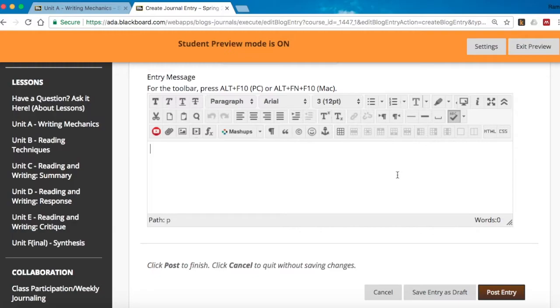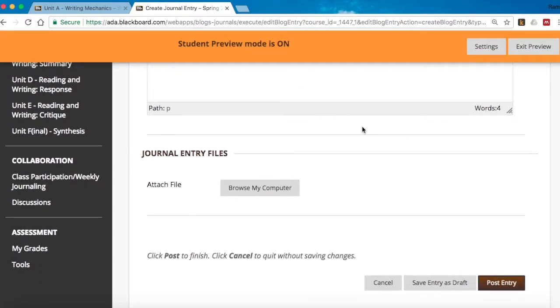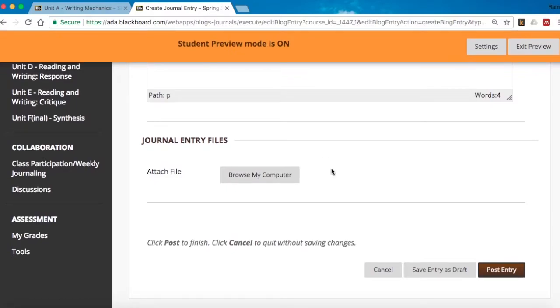It will show the word count. So put your reflections here in paragraphs, preferably 4 paragraphs, 4 or 5 paragraphs, and it will show something around 400 words. And if you have any documents related to your reflection, I mean any notes, any handouts, or anything that you have, just attach it here.